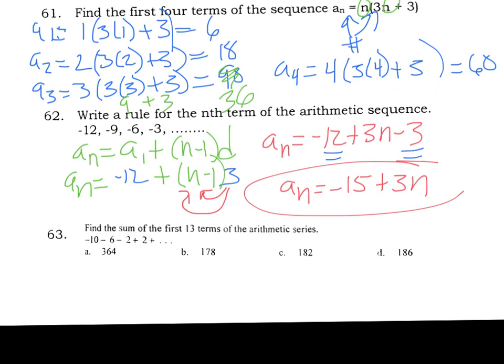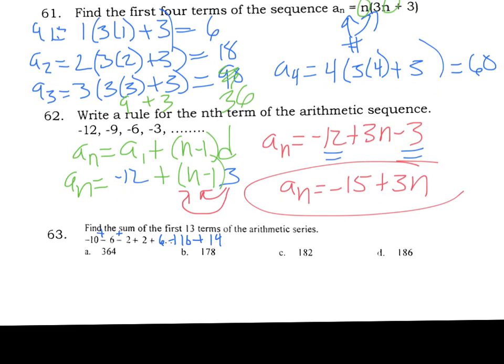And finally, number 63. This is probably one of the tougher problems of sequences in series. It says find the sum of the first 13 terms of the arithmetic series. Now, I think we might be missing some plus signs in between here. I think that's supposed to be a plus and that's supposed to be a plus. Negative 10 plus negative 6 plus negative 2 plus 2. I think you can see the difference is 4. Let's add a couple more here. I think the next terms we'll add are 6 plus 10 plus 14.